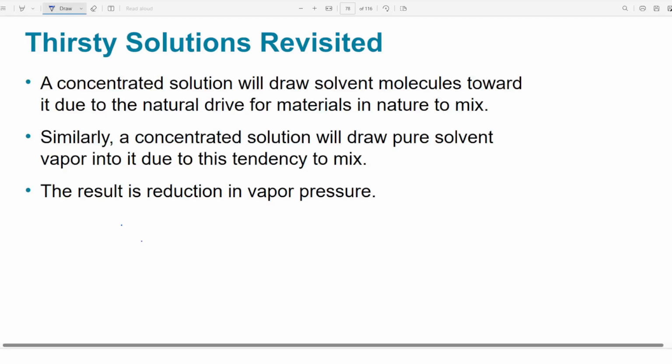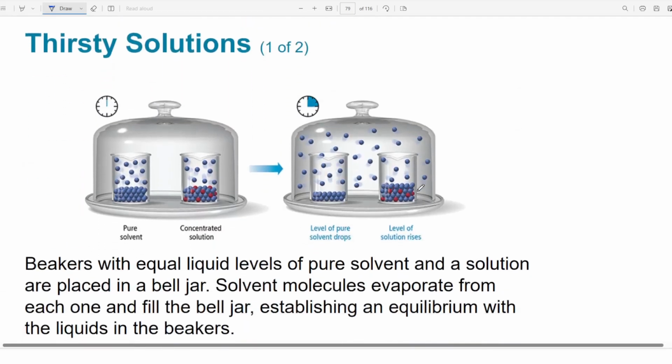Just like a concentrated solution will draw solvent molecules toward it due to the natural drive for materials in nature to mix, a concentrated solution will also draw pure solvent vapor into it due to this same tendency to mix, and this results in a reduction in vapor pressure.